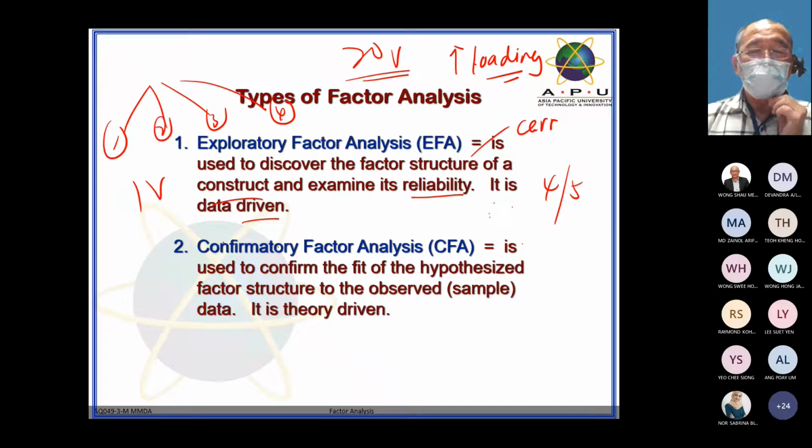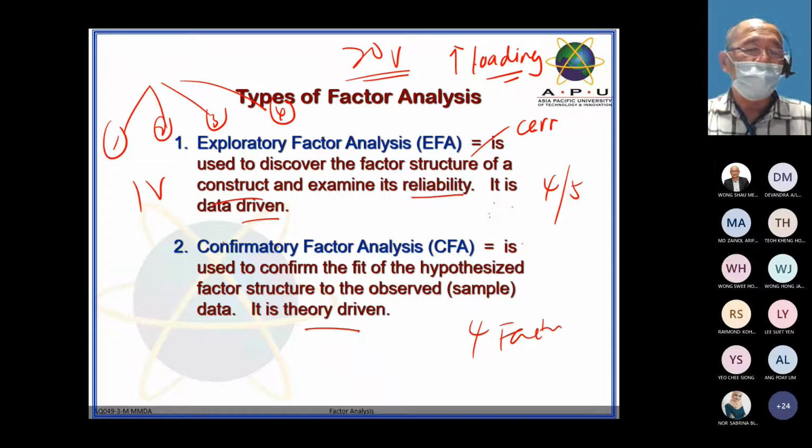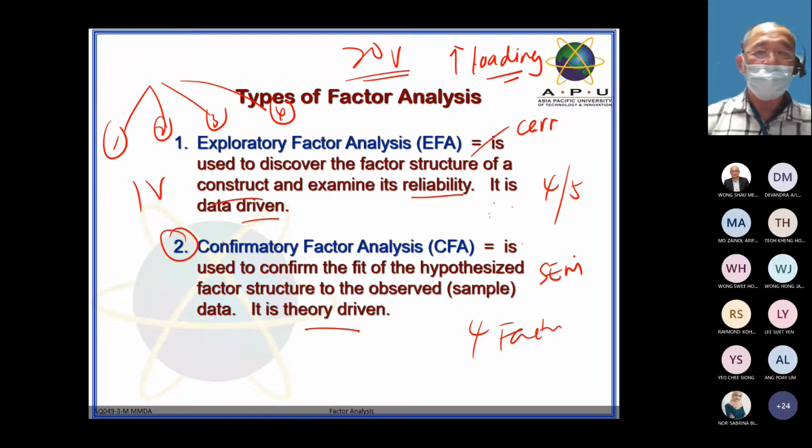So for CFA, you can base it on theory, and then you say that this data I suppose has 4 factors. Based on theory means you have to control the outcome. You want 4 factors, so you just want to confirm whether the data matches or is consistent with the theory. Therefore you can do testing of hypothesis under the CFA, but this one will be later, under the SEM.